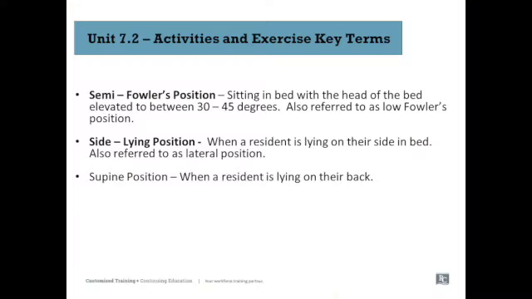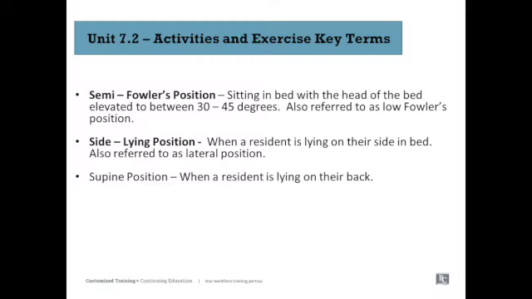Our next term is side-lying position. This is laying someone on their side in correct positioning for good body alignment. You may also hear this referred to as lateral position. Lateral means to the side. Our next term is supine. Supine is when your resident is laying flat on their back.